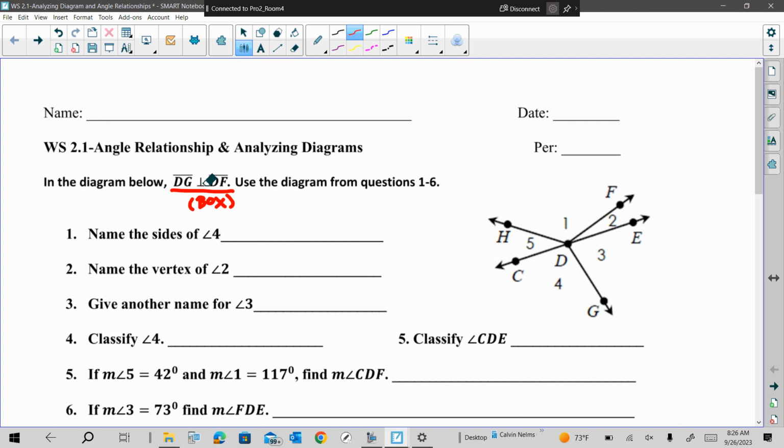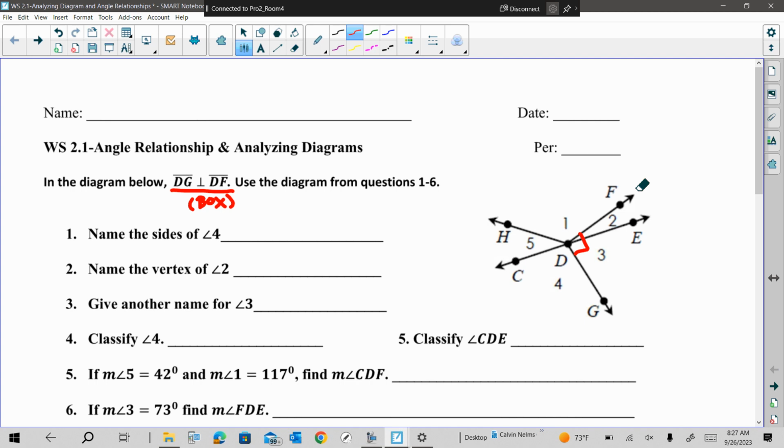Because this is DG is perpendicular to DF. Where's the box going to go? Yeah, you can put it, because it has to be at the D. So it can go here, because DG is perpendicular to DF. So you need to first add the box.